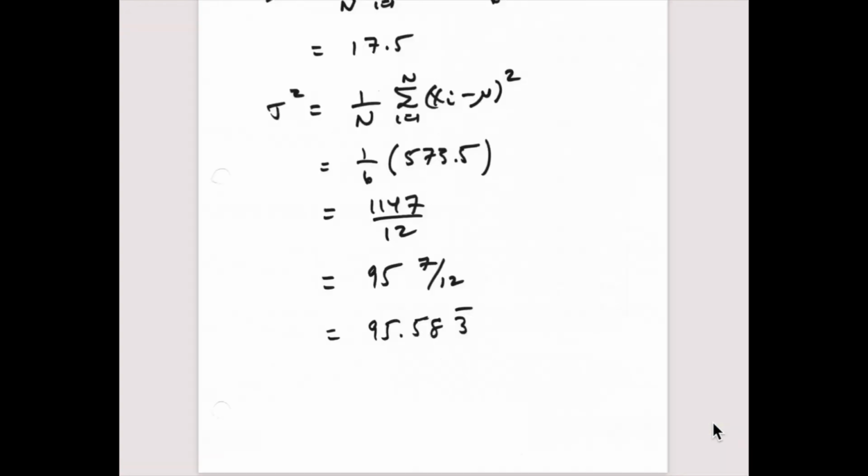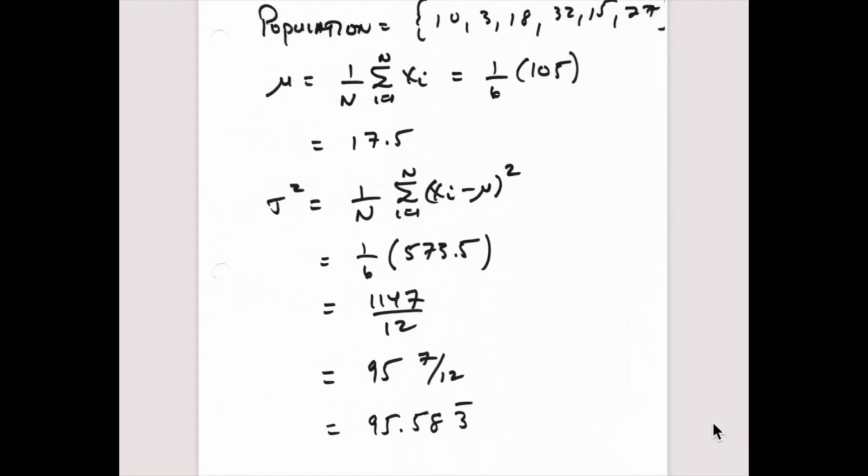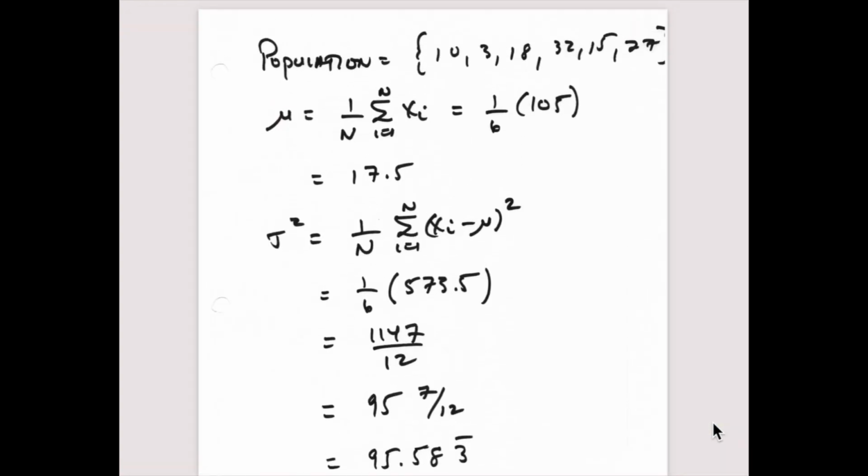Now the first thing we'll do is calculate the mean and variance of this population. And the way we do that is, again, to add up the values in the population and then divide by capital N, which is the number of values in the population. So if we add up those values, we get 105. There are 6 values in the population, and so the mean of the population is 17.5.